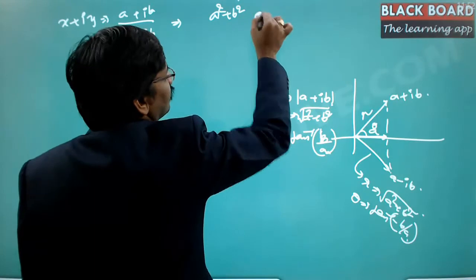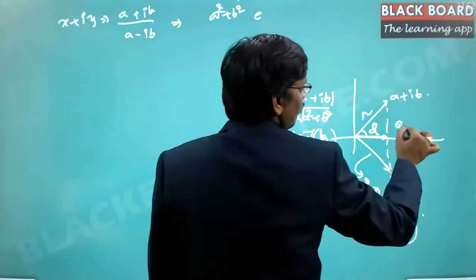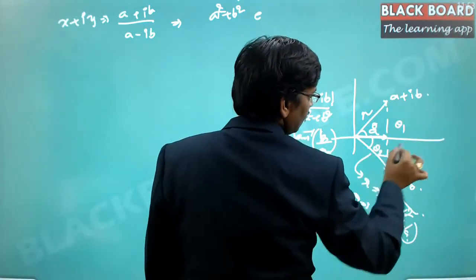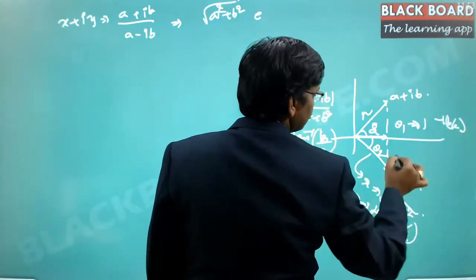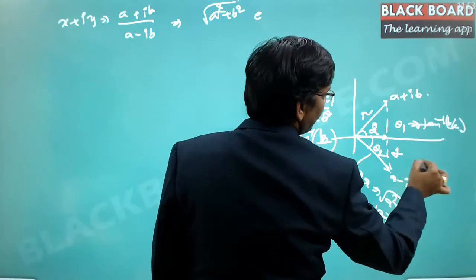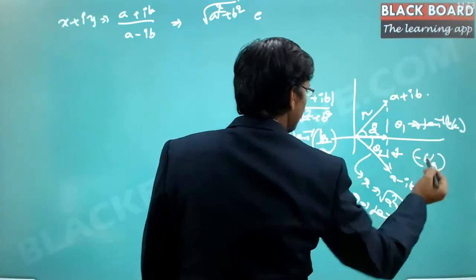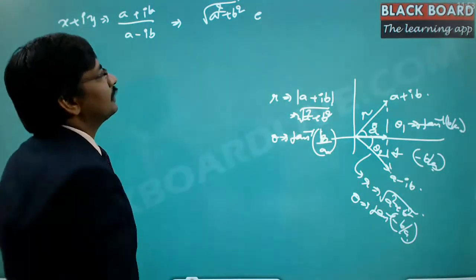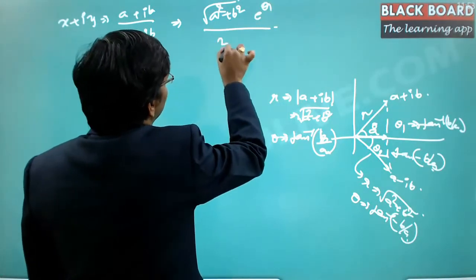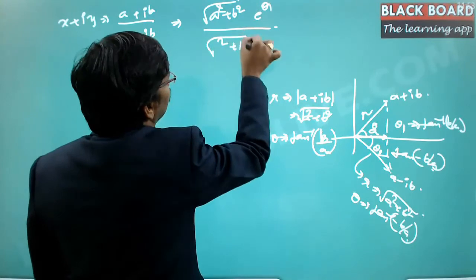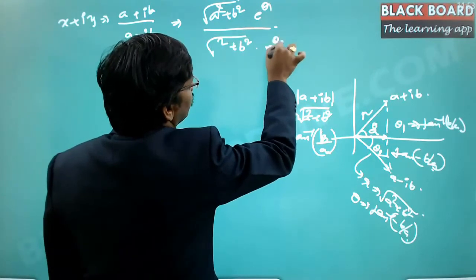The e power. The first angle I call theta 1, and this angle I call theta 2. This is tan inverse of b by a, and this is tan inverse of minus b by a. So, this value you can put here. And this is e power i theta 1 divided by the square root of a square plus b square into e power i theta 2.